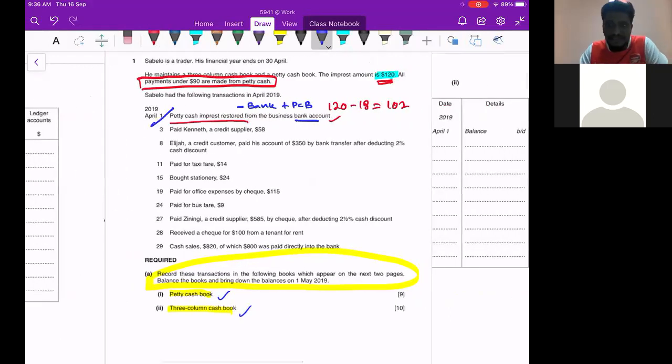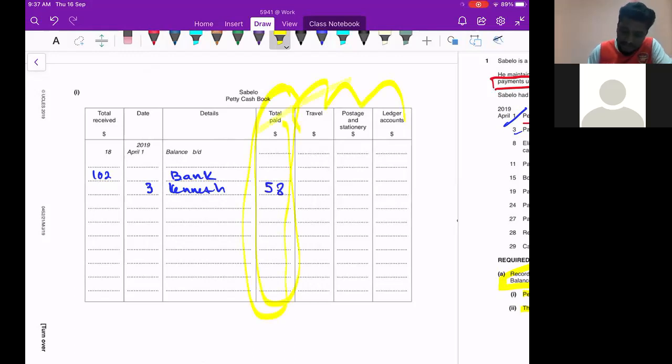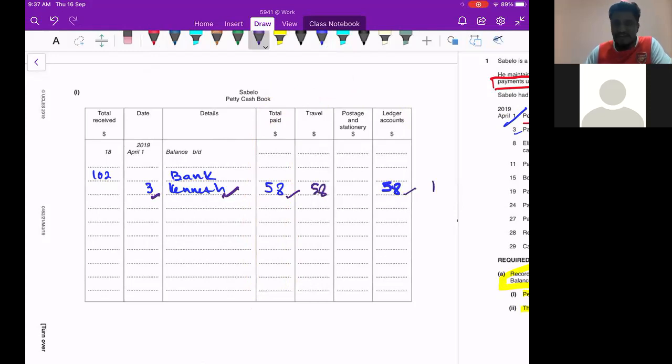Number one, done already. Restore the amount. Next one, paid Kenneth, a credit supplier, 58. The amount is below 90, so any payment below 90 will go to the petty cash book. Payment 58 on the 3rd, so April 3rd, right here, Kenneth, 58. Always remember, whatever you pay, you must do the analysis. That payment is for what? The amount paid is 58, Kenneth is my trade payable, and trade payable will be a ledger account. Your date correct, your detail correct, your total paid correct, your analysis correct, you get 1 mark. If you put it in a wrong place or didn't put it, you don't get the marks.